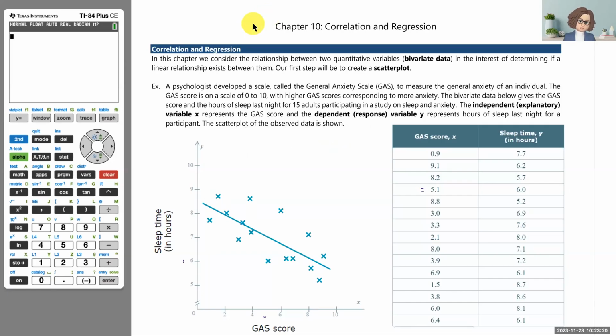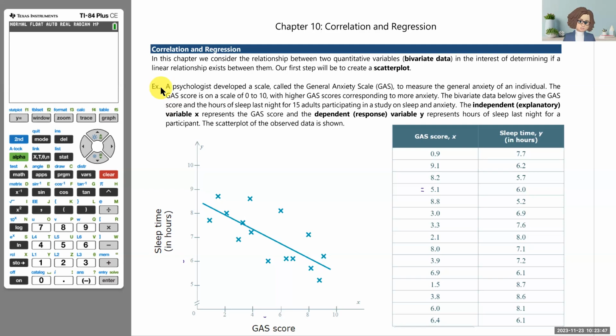Welcome. We now start chapter 10 titled Correlation and Regression. And in this chapter, what we'll be doing is looking at a possible relationship between two quantitative variables. So this is called bivariate data, two variables, in the interest of determining if a linear relationship exists between them. And we will dive in here with an example to first learn this graph called a scatter plot.